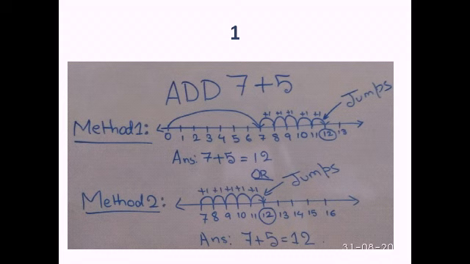Now there is another method. In the first method, we start from 0. In the second method, you can start from 7 itself. Write the numbers from 7 onwards, up to any number, 14, 15, 16, 20, any number you can write. But after 7, you have to jump 5 times. From 7 we go to 8, one jump. From 8 to 9, second jump. 9 to 10, third jump. 10 to 11, fourth jump, and 11 to 12, fifth jump. So 7 plus 5 is 12.